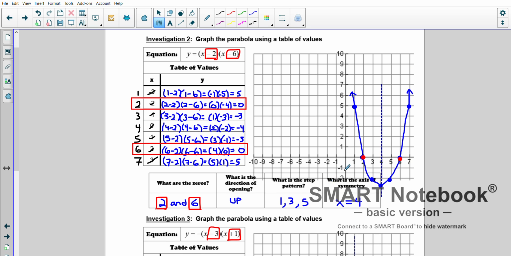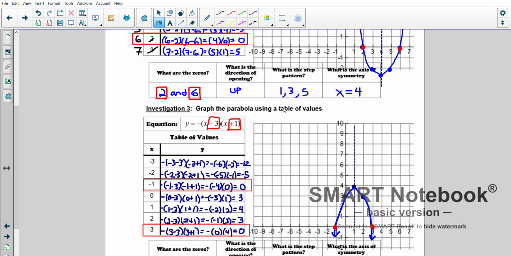But what do you notice about the zeros, which are 2 and 6, and the equation of the parabola, x minus 2, x minus 6? So maybe by now you're starting to see the connection. Just to really hammer this home, we'll look at another example.